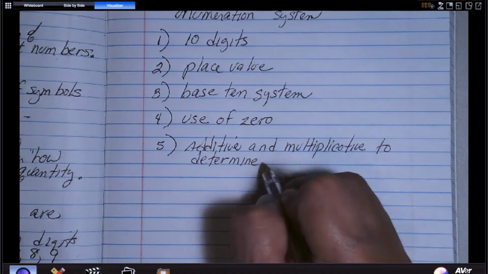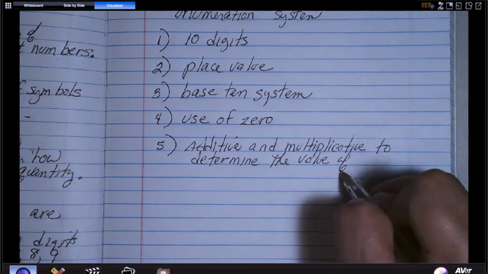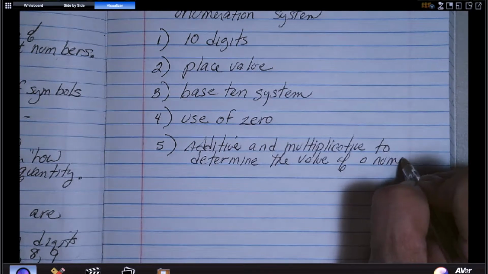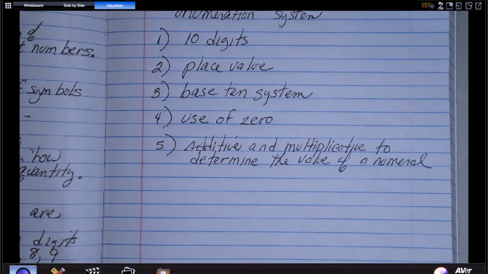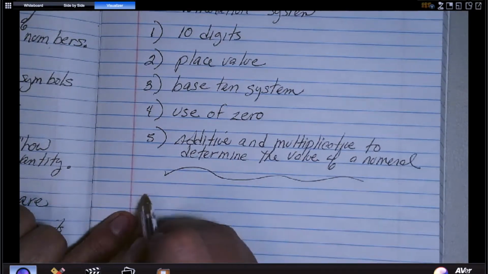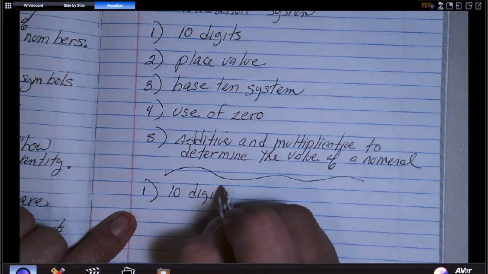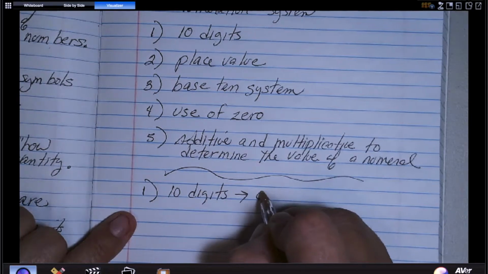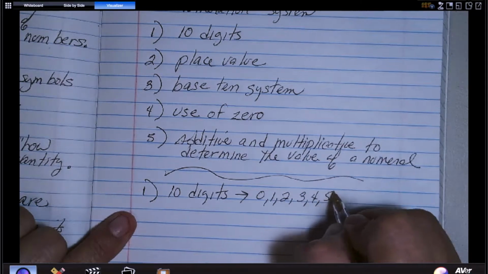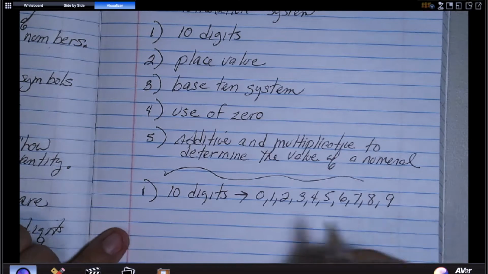To determine the value of a numeral, which is expanded form, and I'll explain that. Okay, so let's start with number 1. We said there were 10 digits: 0, 1, 2, 3, 4, 5, 6, 7, 8, 9.